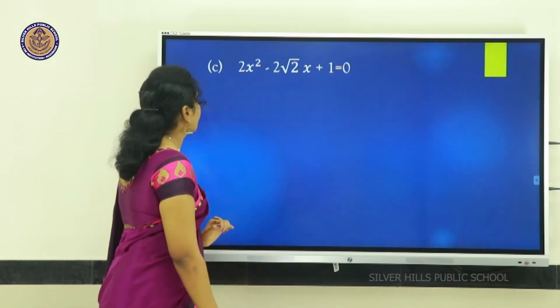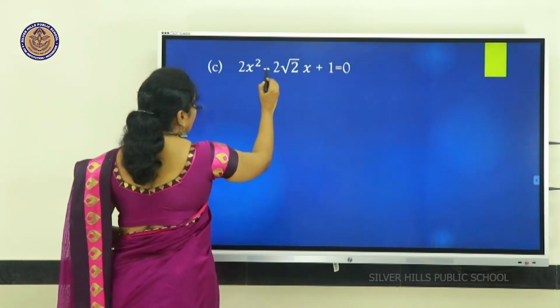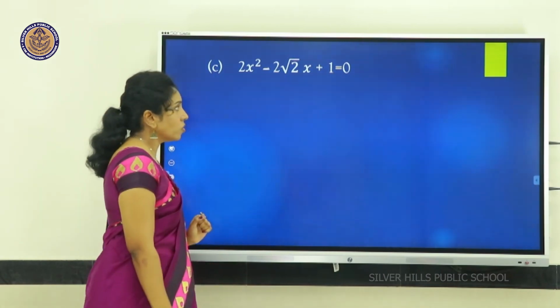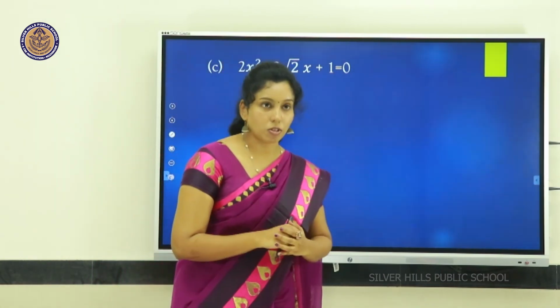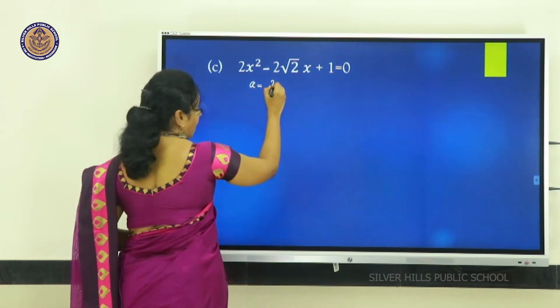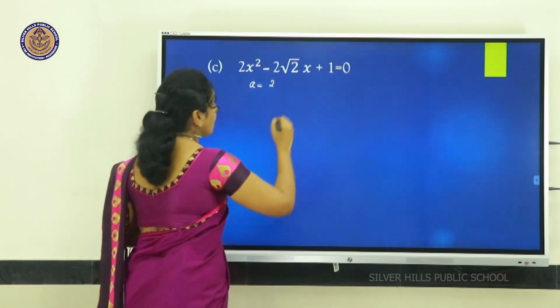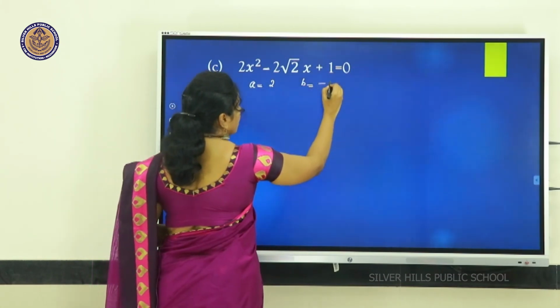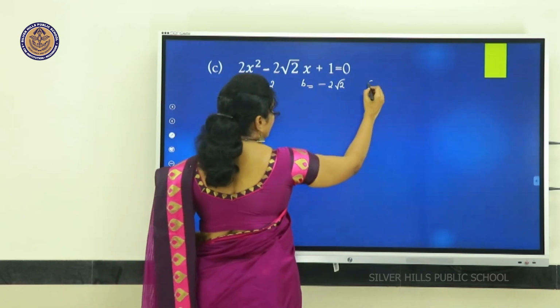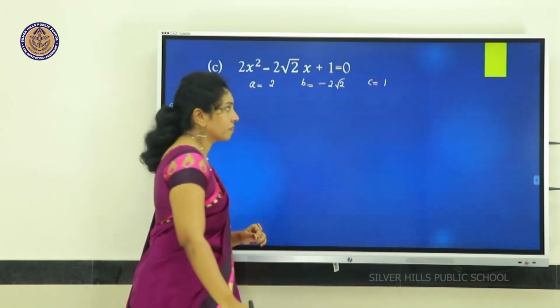Coming to the next one. 2x square minus 2 root 2x plus 1 is equal to 0. Let's find the root of this. a is equal to the coefficient of x square, that's 2. b is equal to minus 2 root 2 and c equals 1.